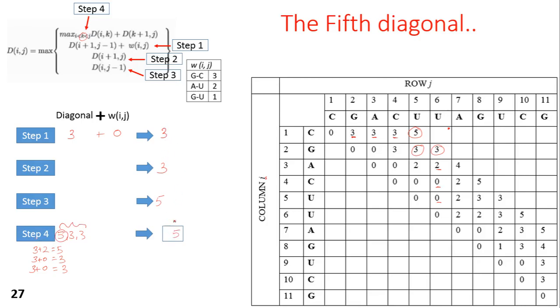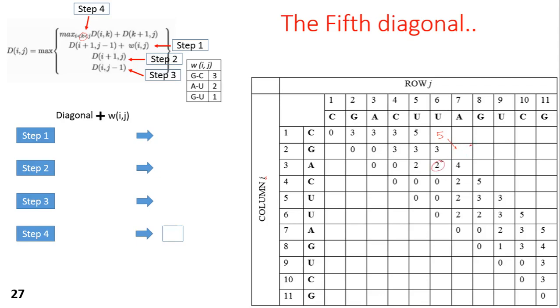Now of these 4 steps, which one is the maximum? 5. Therefore we would populate 5 over here. Okay, then I would rub this. I would rub all of these calculations as well, so that it won't create confusion. Okay, now we need to move diagonally down. Consider what is needed to be populated over here.